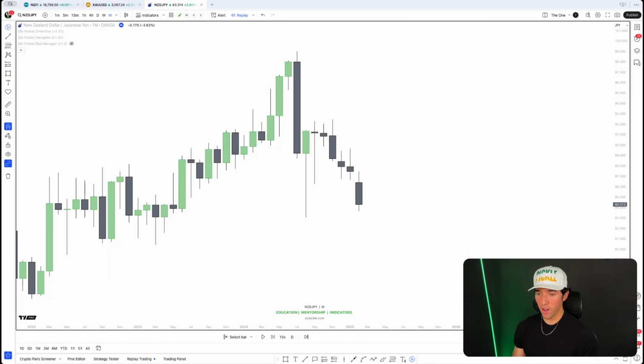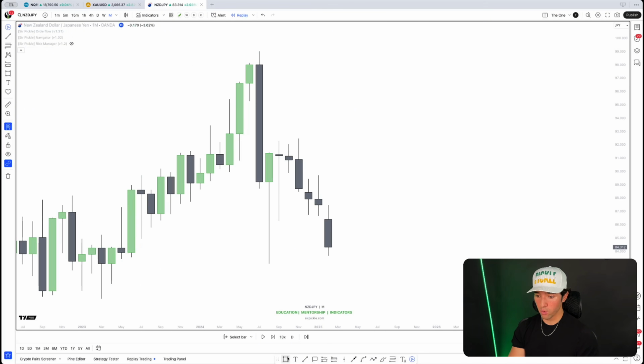So here we are on the NZD/JPY monthly chart. Remember, when you're trying to answer the question of what's my bias, am I bullish, am I bearish, what direction should I be trading in, what order flow is telling me, is it pointing higher, is it pointing lower, you want to start on the monthly chart. And this monthly order flow is clearly pointing lower.